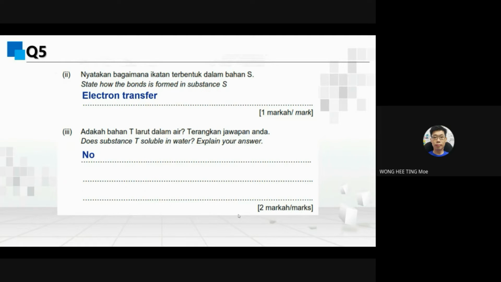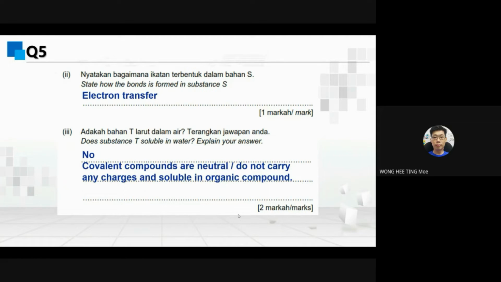Okay, it is soluble in organic solvent. Covalent compounds are neutral or do not carry any charge, and they are soluble in organic solvents. But somehow the question normally will ask you the electrical conductivity and then the melting and boiling point. Seldom will the question ask you the solubility.